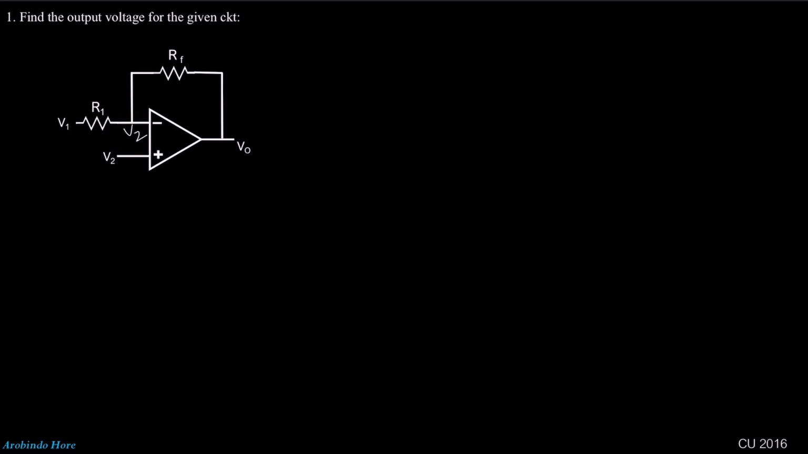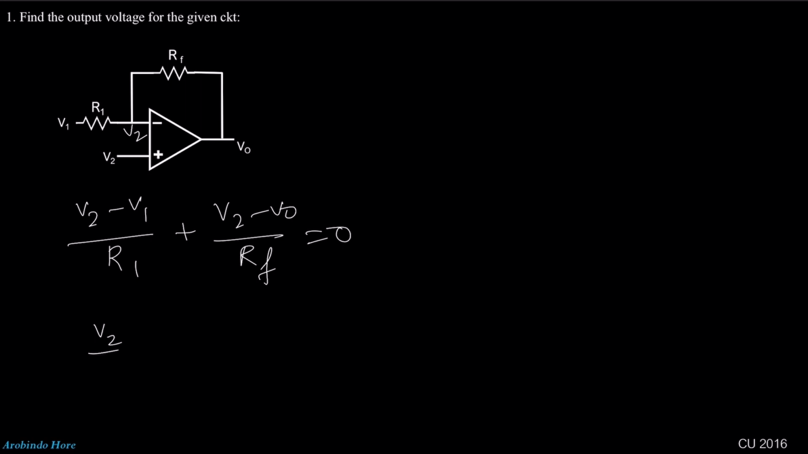If we apply KCL here, we can write down (V2 minus V1) divided by R1 plus (V2 minus V0) divided by Rf equal to 0. So from here we can write down V2 by R1 minus V1 by R1 plus V2 by Rf equal to V0 by Rf.